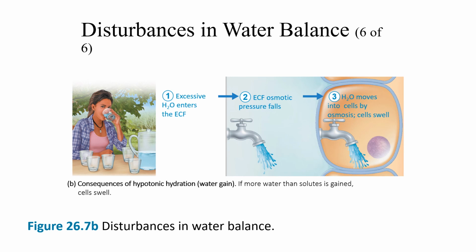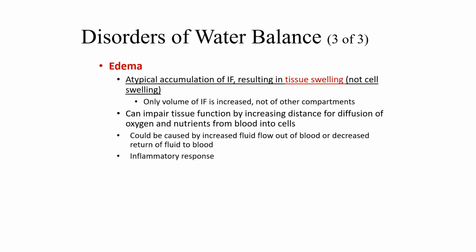So basically, notice here in hypotonic hydration, someone drinking too much water, then the water moves into the cell, will swell up, and it can cause cellular death.